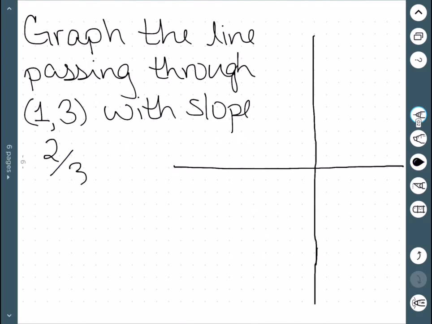We'll now look at graphing with slope. I want to graph this line that passes through the point 1, 3 with slope 2/3. First, I know this passes through the point 1, 3, so I can go over 1 and up 3 and have a point. Our slope always tells us change in y over change in x. So if I go up by 2, I should go in the x direction by 3. And that gives me another point. So there is my line.